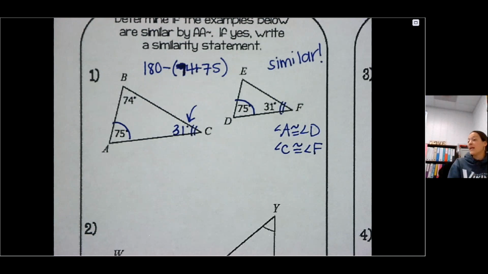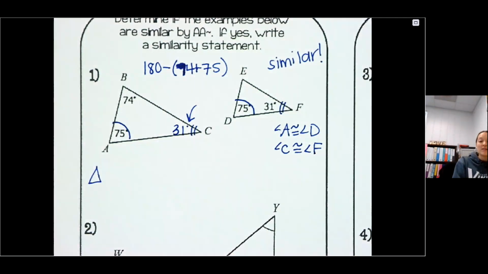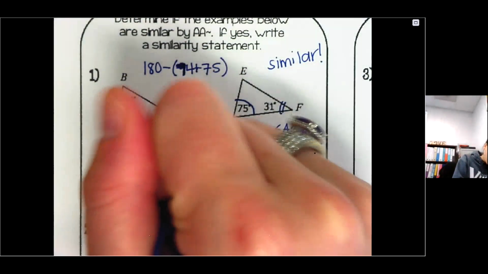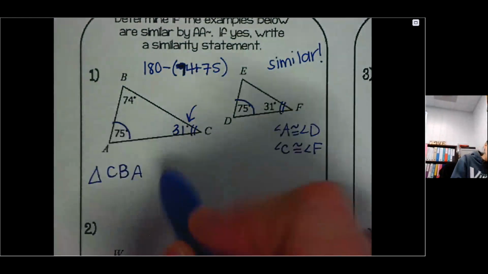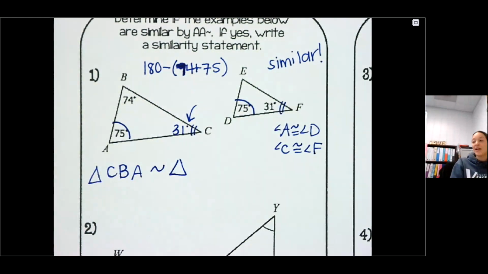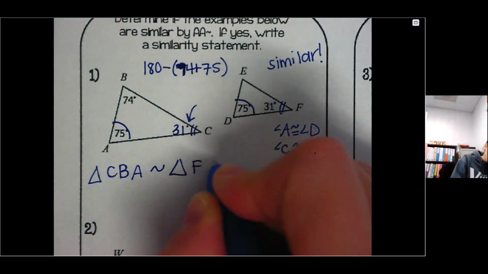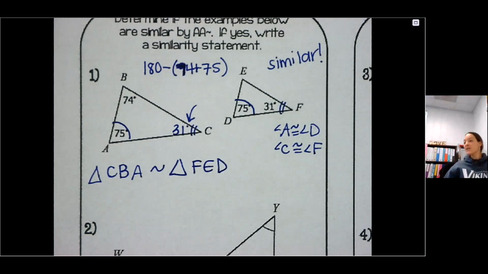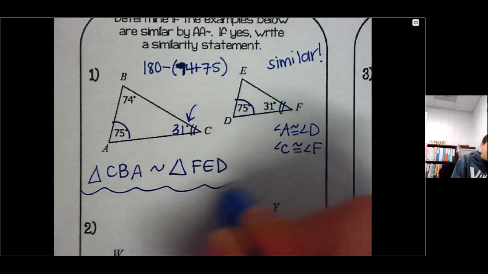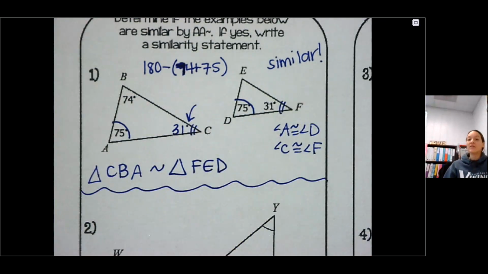So because they're similar, we write a similarity statement or sentence that says the first triangle is similar to the second triangle. So if I name the first triangle, triangle CBA is similar to, how would I name the second triangle in the same order? FED, good. Now you're done. You've proven that the triangles are similar. So 2 pair of angles that are the same, you can use angle-angle similarity theorem.